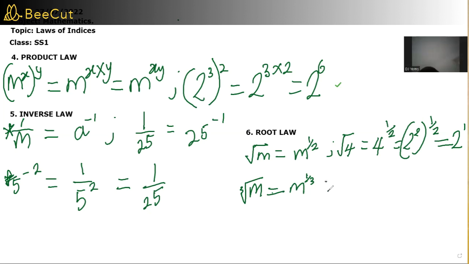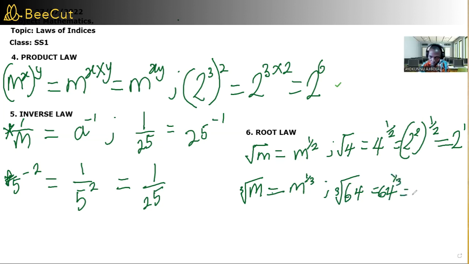Let's say we have something like cube root of 64. This will be written as 64 raised to power 1 over 3. And what number will you multiply by itself in 3 places to give you 64? That is 4, because 4 raised to power 3 gives you 64, and that is 1 over 3. Are you getting that? Yes, sir.